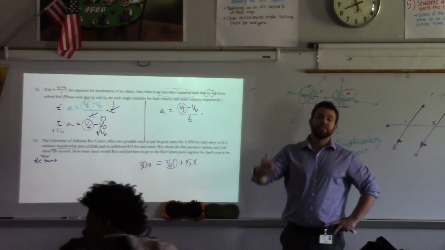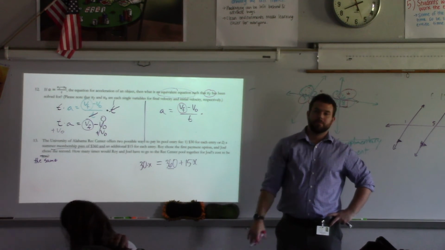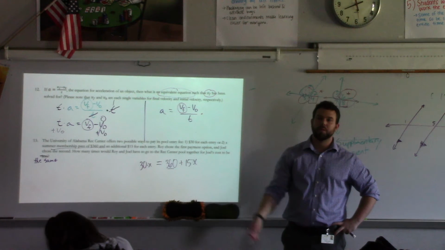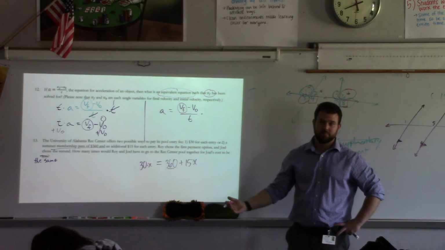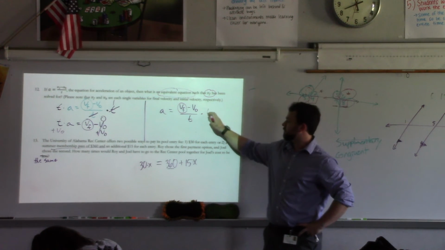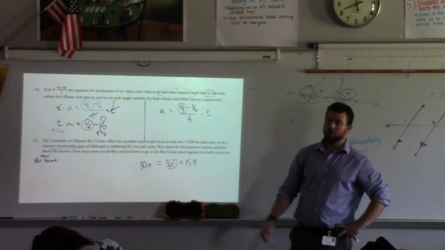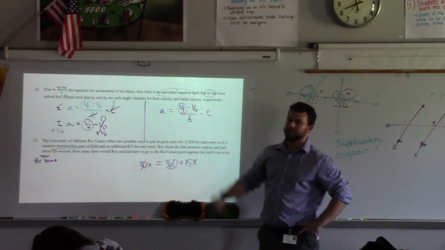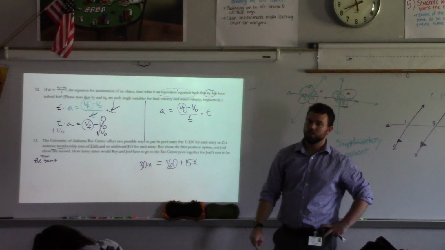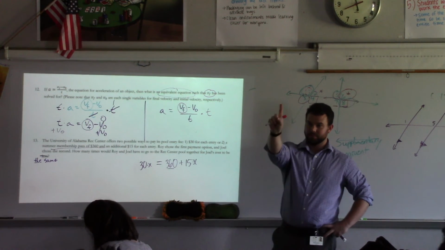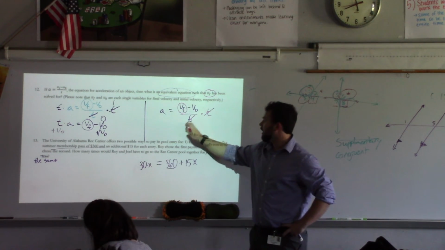Well, it's not just division, it's division by what, Rose? So then we're going to multiply by what? That's it. You multiply by t. Notice, what is t divided by t? One. Anything divided by itself is one. So I'm creating a 1.